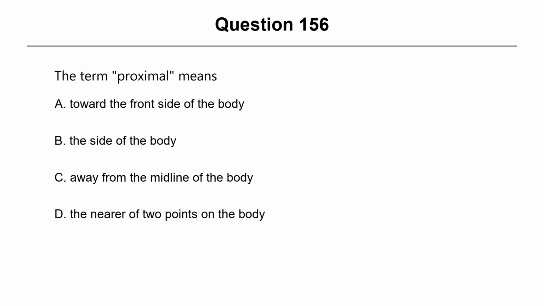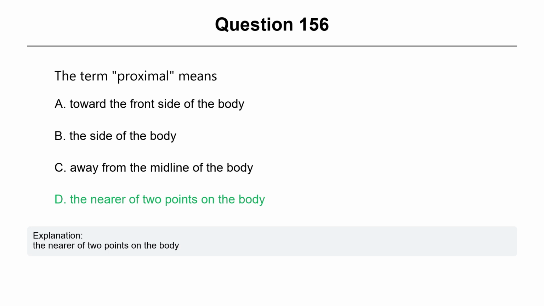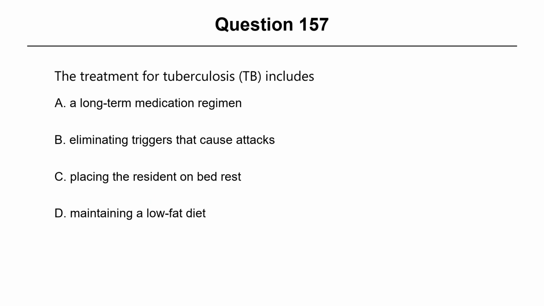Question 156. The term proximal means: Option A, toward the front side of the body. Option B, the side of the body. Option C, away from the midline of the body. Option D, the nearer of 2 points on the body. The correct answer is option D, the nearer of 2 points on the body. Question 157.